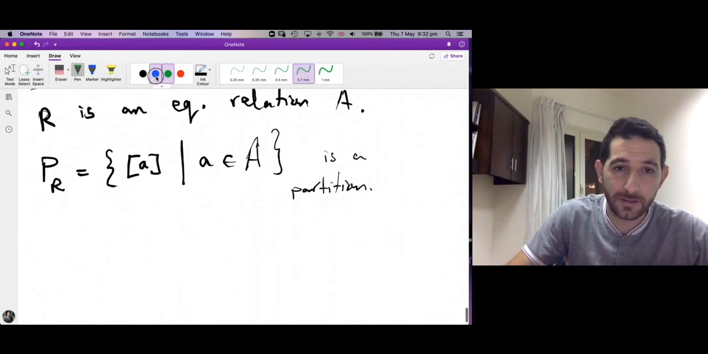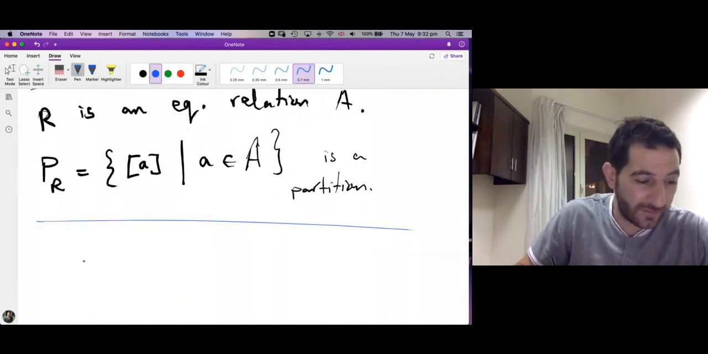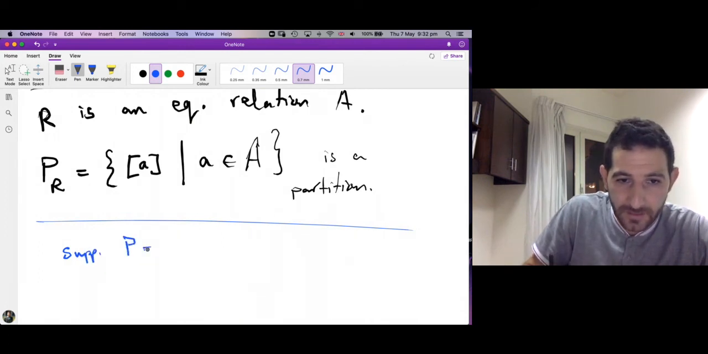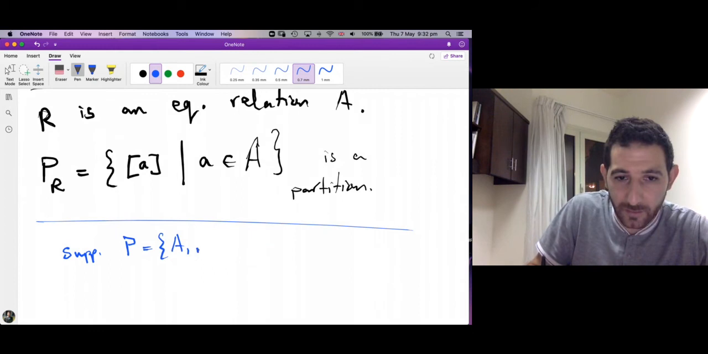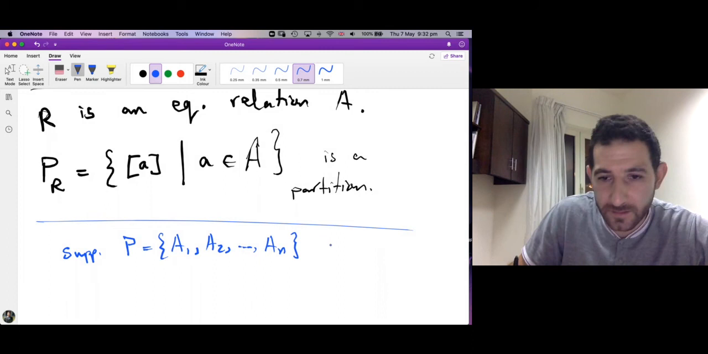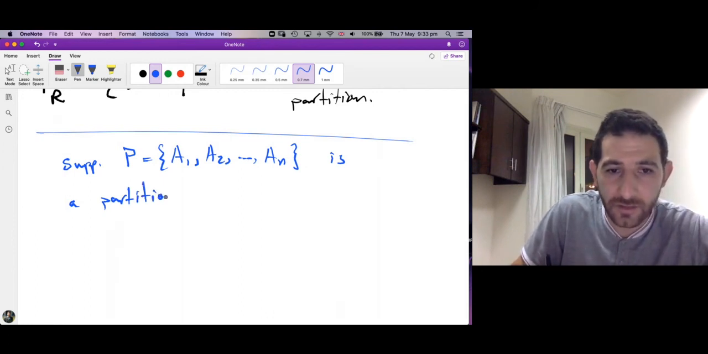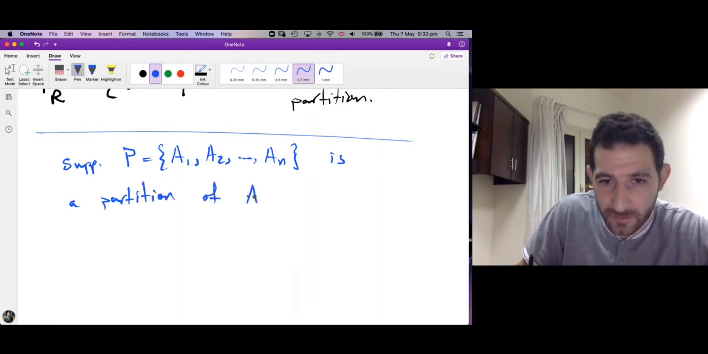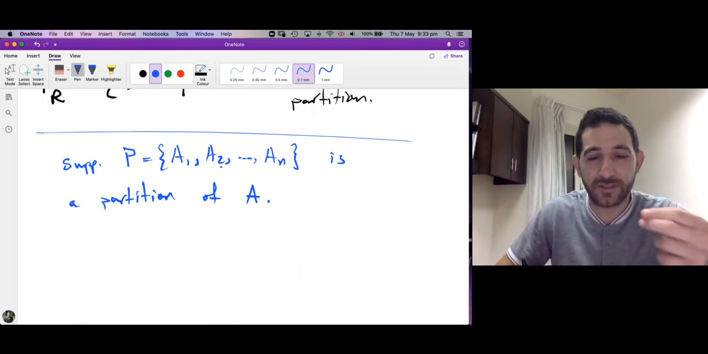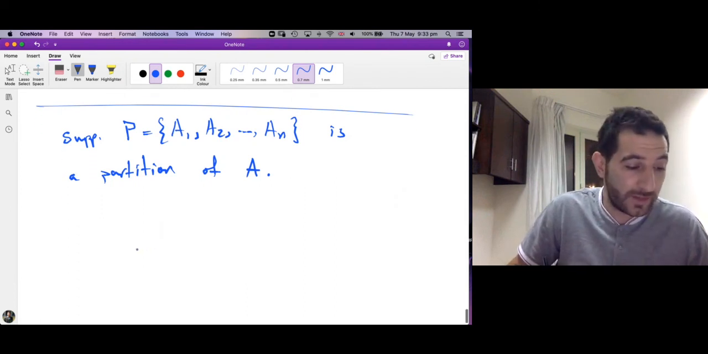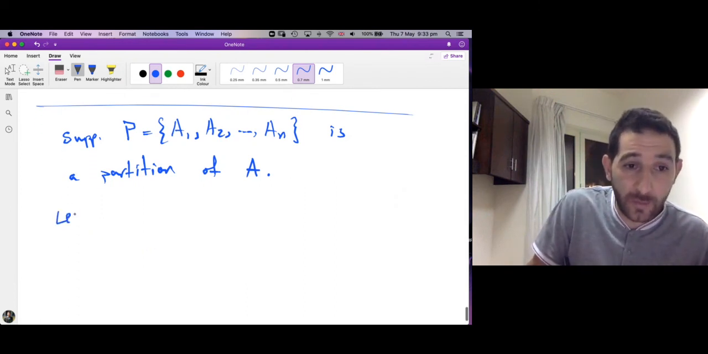Now, on the other hand, suppose we have a partition. So suppose P is a partition of some set A: A1, A2, up to AN is a partition of a set A. Okay, then what do you know? That these are non-empty subsets, their union is A, and they are pairwise disjoint. Then we can define an equivalence relation.